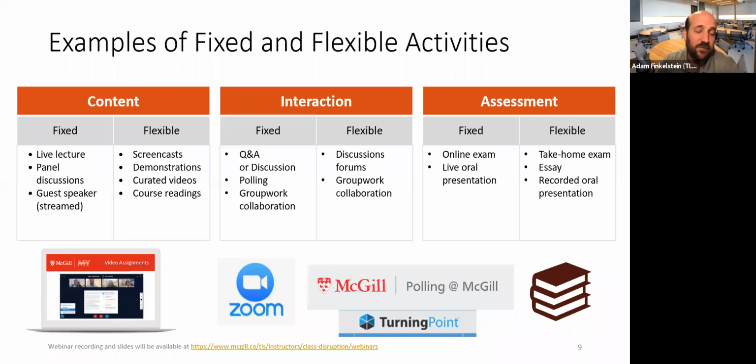And lastly, instead of doing a live oral presentation, you could have students record the presentation on their own and submit it with My Courses using the assignment tool as an example. So again, those are a whole bunch of different examples of fixed and flexible activities in terms of content, interaction and assessment that are really going to help you level up those ideas moving forward.